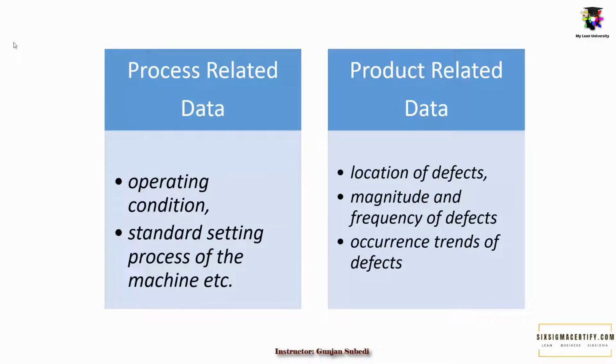In the data related to the process, we generally study the process parameters such as operating conditions, standard setting process of the machines, and setting of the machines during detection of the defects. In the data related to the product, we study defects product-wise. We study defects according to the location of the defects. We study the magnitude and frequency of the defects and occurrence trends of the defects, if there is a particular trend of defects happening more often.